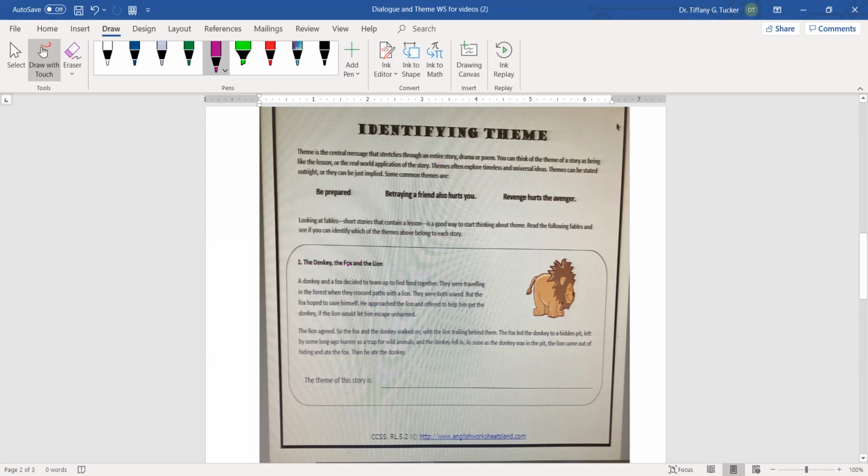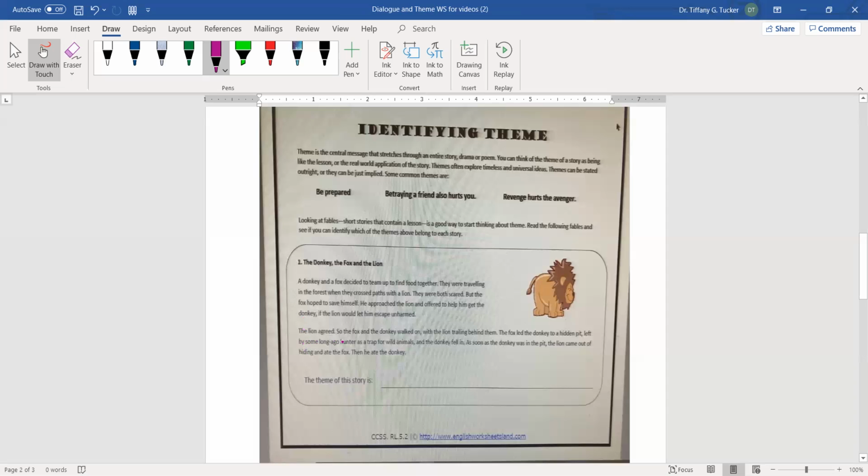The donkey, the fox, and the lion. A donkey and a fox decided to team up to find food together. They were traveling in the forest when they crossed paths with a lion. They were both scared, but the fox hoped to save himself. He approached the lion and offered to help him get the donkey if the lion would let him escape unharmed. So I already see a problem here. Two friends who were working together, and then one friend is going behind the other friend's back.